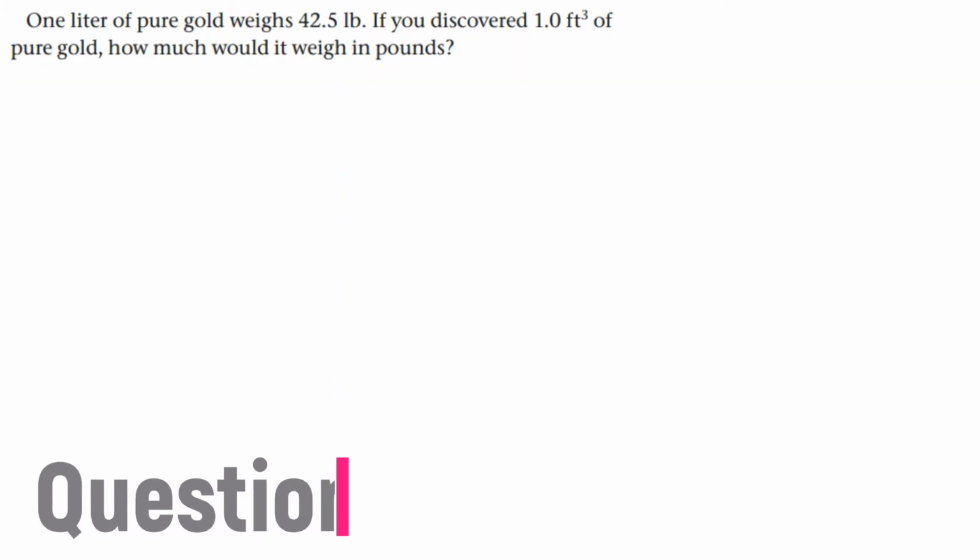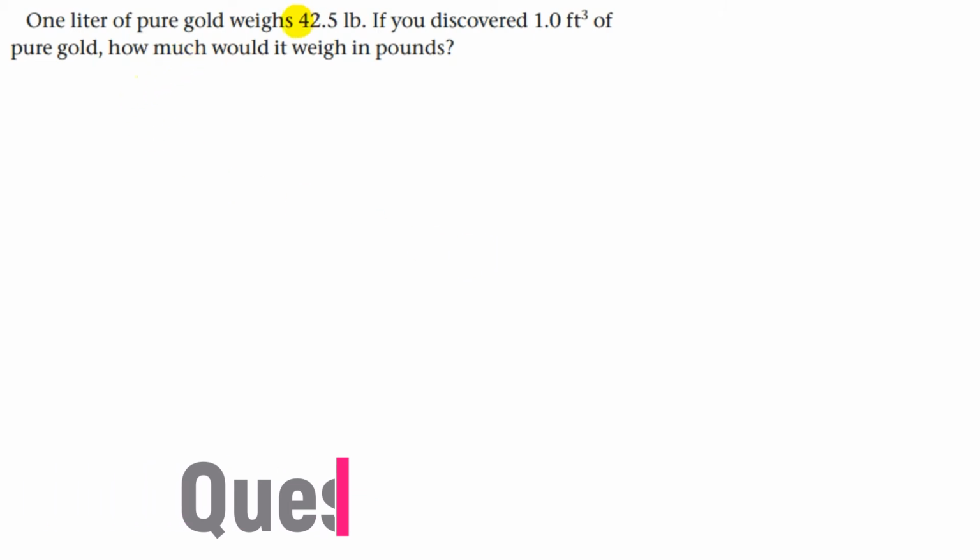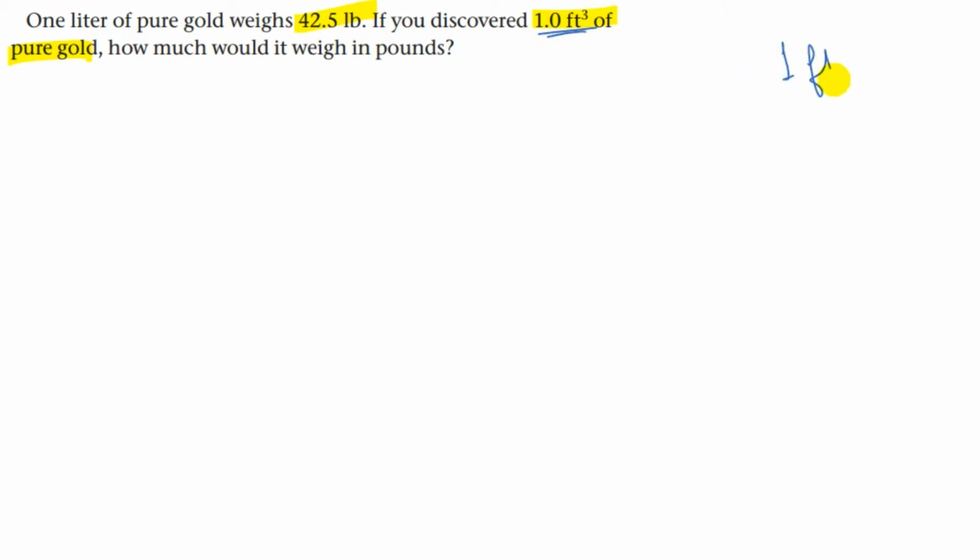So this is our next question, and it says that 1 liter of pure gold weighs 42.5 pound. Now if you discovered 1 feet cube of the pure gold, how much would it weigh in pound? So we have to calculate the weight for the pure gold, whose volume we are given to be 1 feet cube. Now this is a moderate type of question. So we'll first be converting this 1 feet cube into liters, and then for 1 liter, we are already given that 1 liter has a weight of 42.5 pounds.